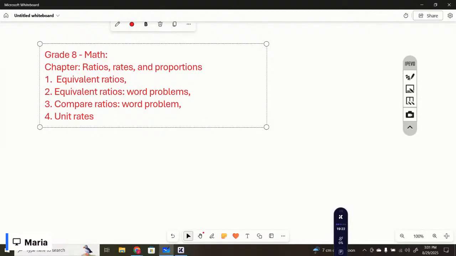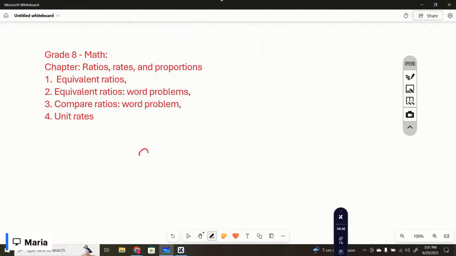We are here for grade 8 math. You can find all the lessons on aplusstudents.com. You have to log in there using your email address and password as provided by the administrator.